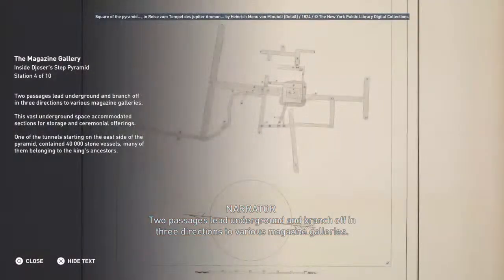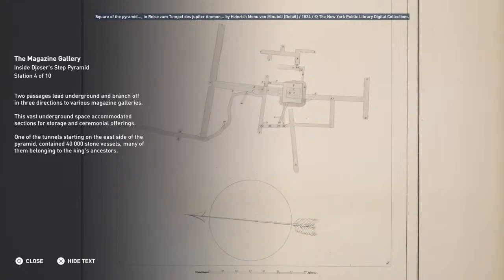Two passages lead underground and branch off in 3 directions to various magazine galleries. Ground space accommodated sections for storage and ceremonial offerings. One of the tunnels, starting on the east side of the pyramid, contained 40,000 stone vessels, many of them belonging to the king's ancestors.